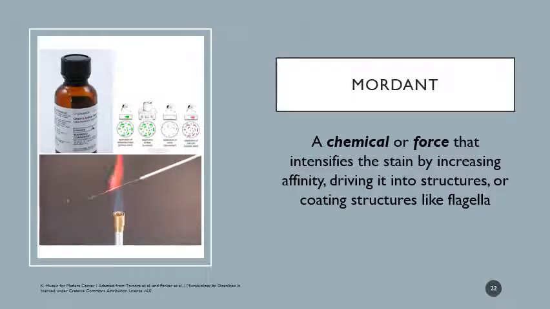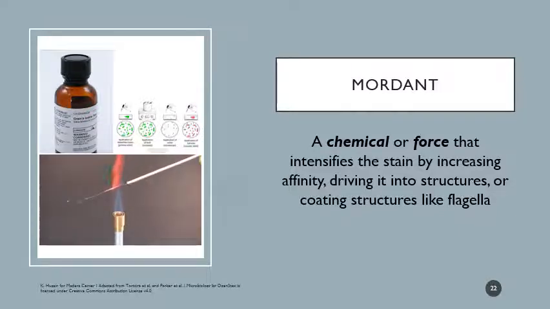So when we're thinking about going through this process of staining in more complicated ways, especially if we're not just doing a simple stain or a negative stain, but really adding a series of stains, one really important thing to use is a mordant. This is something that ensures that the primary stain, the first stain that we're using that will hopefully stick to unique structures, is really driven into place and intensified by increasing its affinity, opening up the structure that it's binding to, or coating things like flagella.